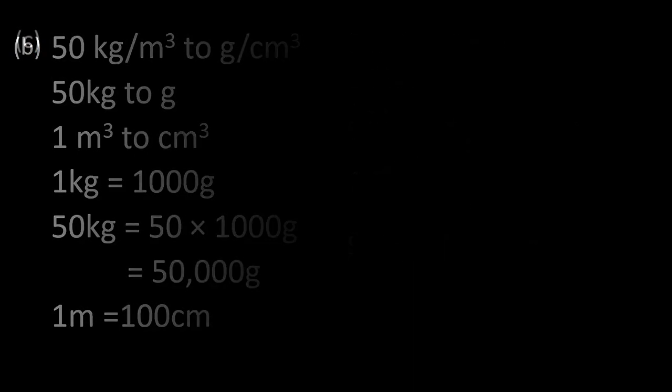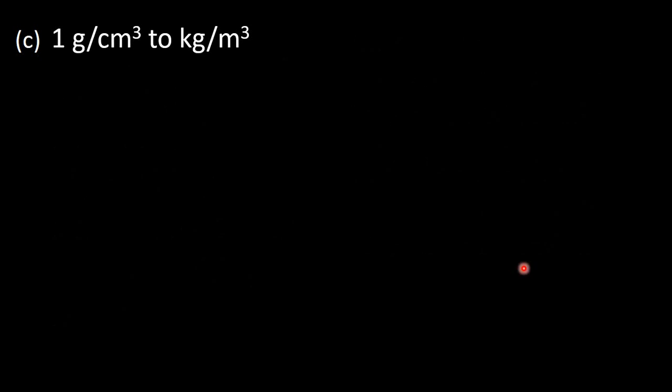Part C, we are converting 1 gram per cubic centimeter to kilogram per cubic meter. And then we shall convert first of all the 1 gram to kilograms. Then we shall also convert the 1 centimeter cubed to meters cubed. Since we know that 1 gram per cubic centimeter is the same as 1 gram divided by 1 cubic centimeter.